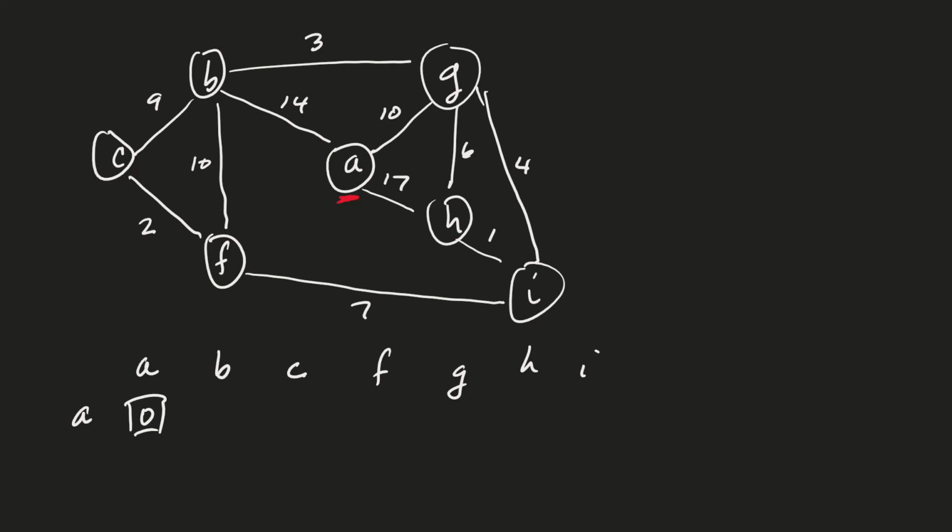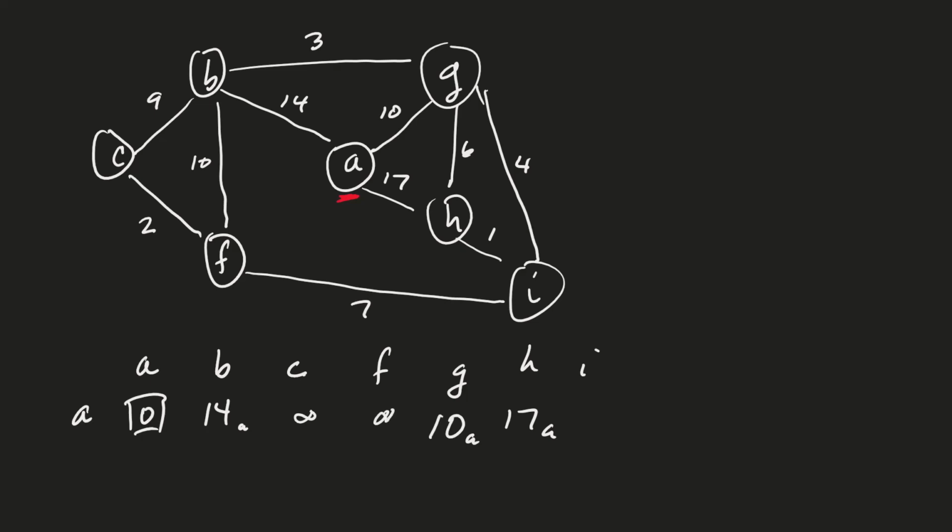Okay, so now we see which nodes A is connected to. A is connected to B with a value of 14, so we can put 14 here. This is coming from A. A is also connected to H, which is 17, and A is also connected to G with a 10. It's not connected to any others, so infinity goes into those spots. Good.